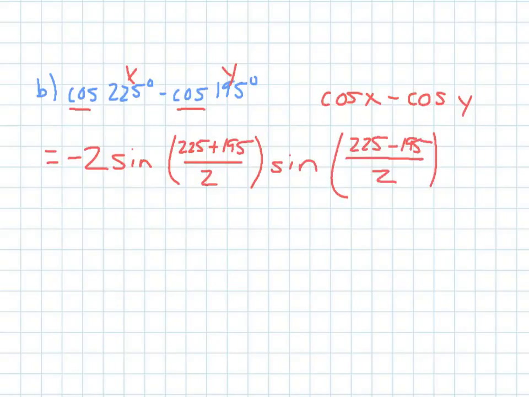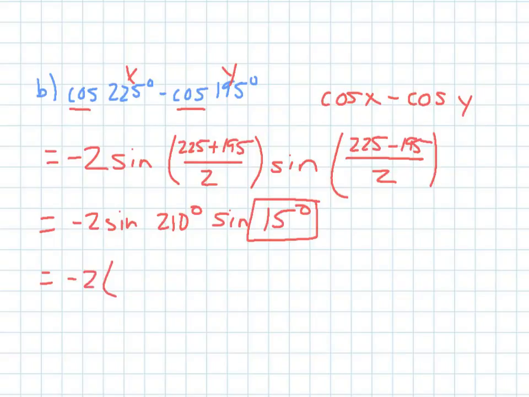Okay, so let's simplify here. So negative 2 sine of 225 plus 195 divided by 2 turns out to be 210. And then 225 minus 195 divided by 2 turns out to be 15. Okay, so since we don't know what 15 is on the calculator or on the unit circle, we'll just have to improvise here. So negative 2 times sine of 210 is actually going to be negative 1/2.